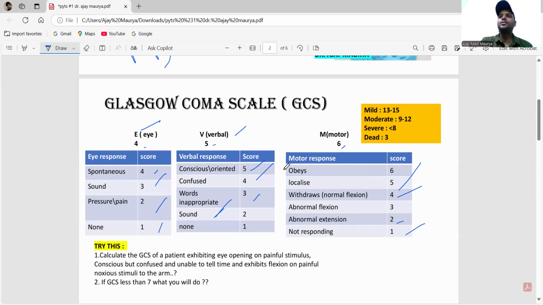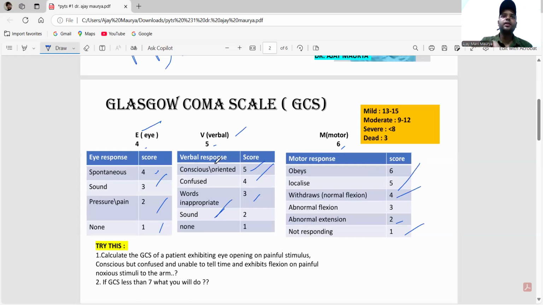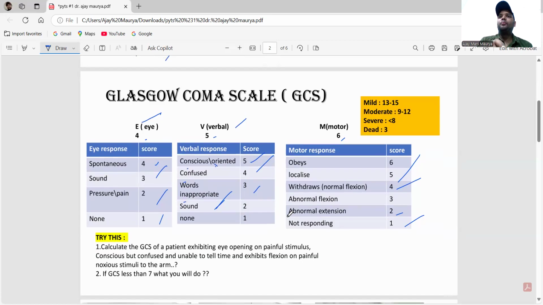Very simple, guys, you just have to remember. How to remember this one: one, confused, word, sounds, nowhere. Remember this so that you will get it. And guys, just learn this by heart. What is the mild score? 13 to 15. Moderate is 9 to 12, severe is less than 8, dead is 3.